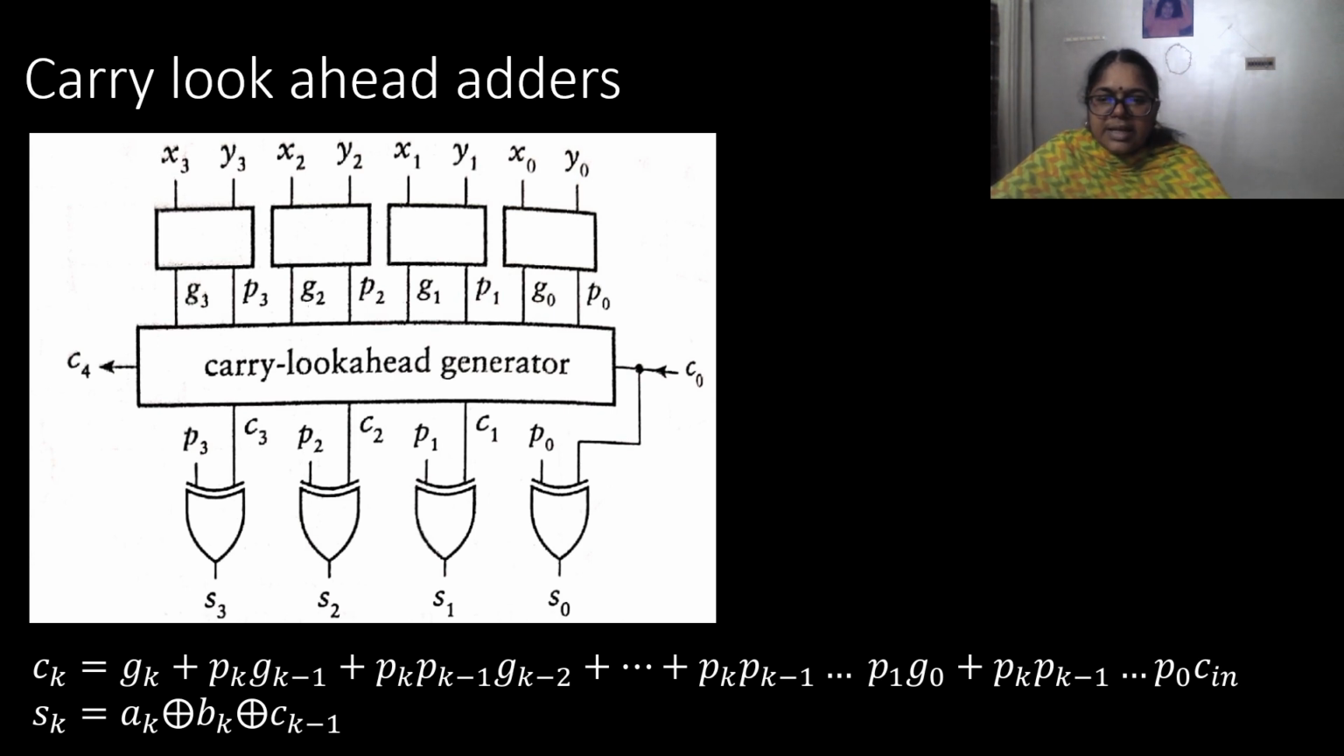Now these are given as inputs so that C1, C2, C3, C4 can be generated, and the sum bits S0, S1, S2, S3 are obtained by performing the XOR operation of the propagate signal with the carry. So P0 XOR C0 gives S0, P1 XOR C1 gives S1, P2 XOR C2 gives S2, and P3 XOR C3 gives us S3.